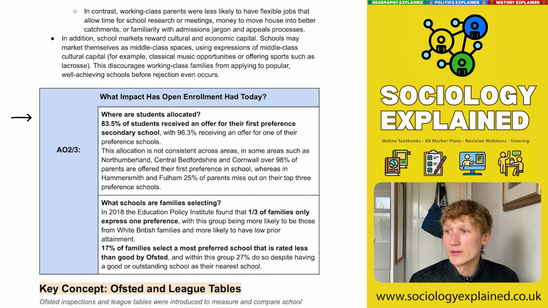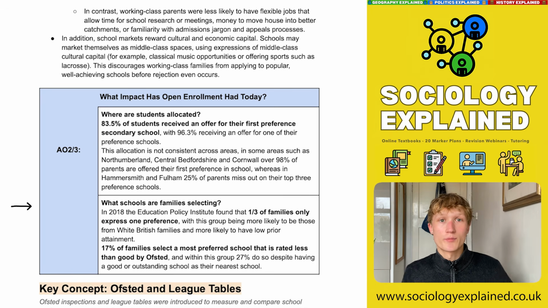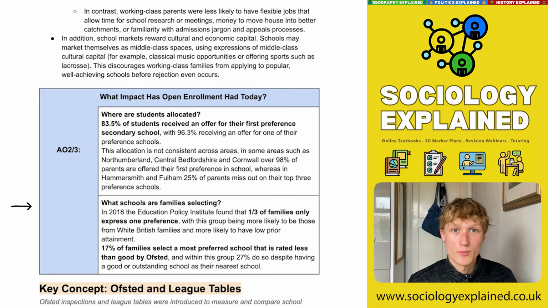In more rural areas like Cornwall, Northumberland and Bedfordshire, over 98% will get their first choice school, whereas in Hammersmith and Fulham, around 25% will not get their top school. So that shows that this is not a nationally united data set. However, there's also data that backs up Ball and Ray's argument that different parents make different use of open enrollment, with the 2018 Education Policy Institute finding that 1 in 3 families only express one preference for schools.